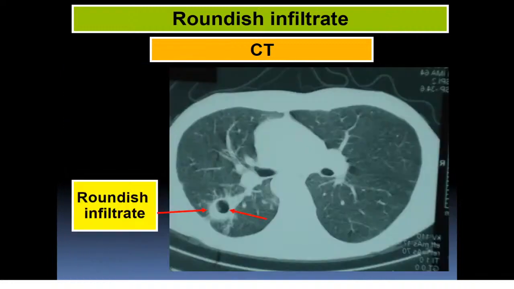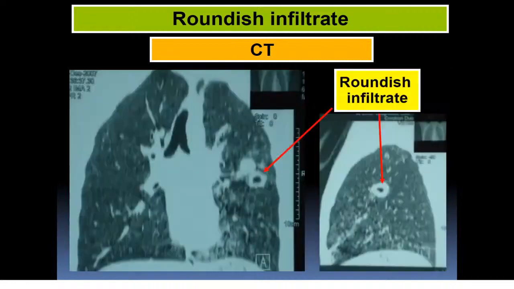On the CT scan, you can see a roundish infiltrate also connected by lymphangitis with the lung root, and inside of the infiltrate we can see destruction, formation of a cavity, and around this infiltrate we can see focal shadows also. The same on this CT scan, we can see roundish infiltrates also with destruction.